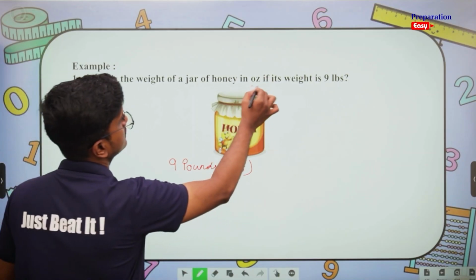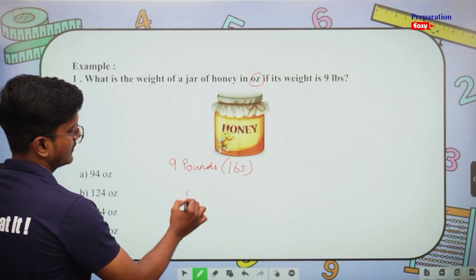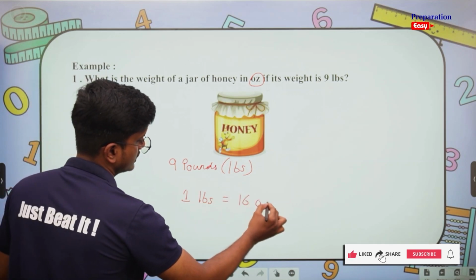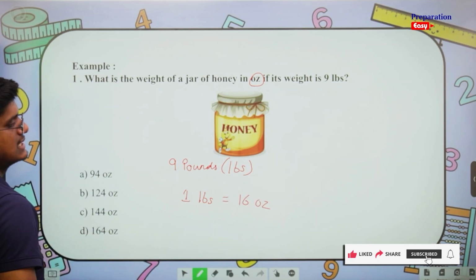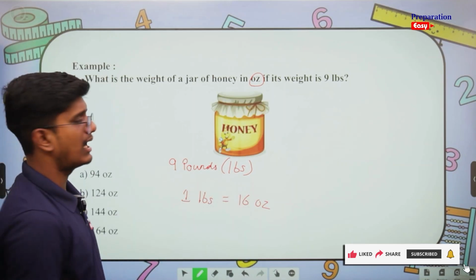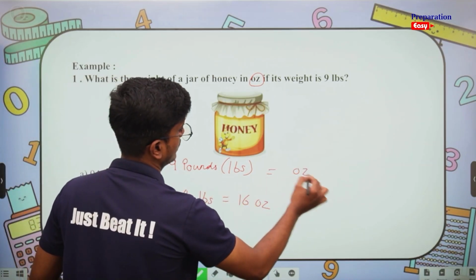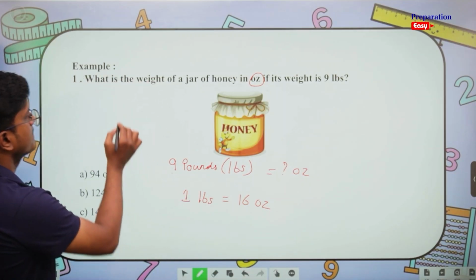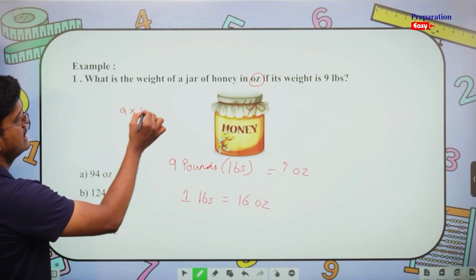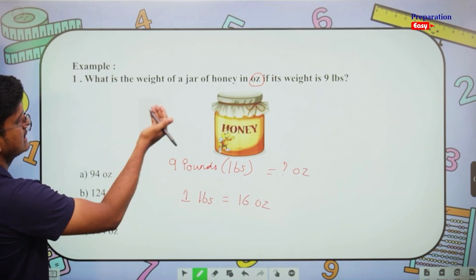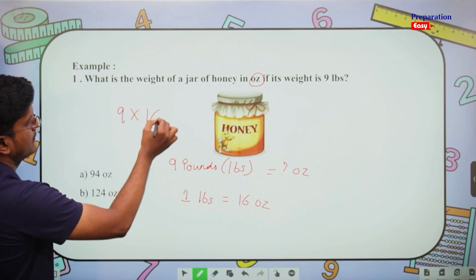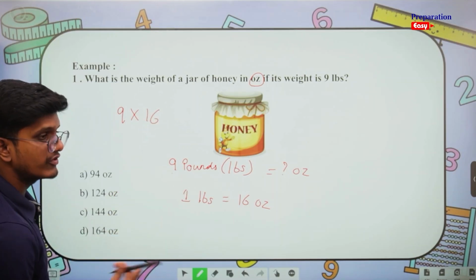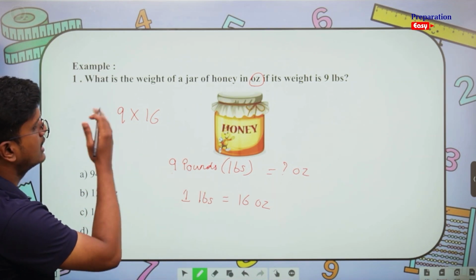OZ means ounces, right? So we know that 1 lb equals how many ounces? 16 oz. So we have to convert this 9 pounds into how many ounces, we don't know. So what we can do is multiply 9 by 16. Why 16 only? Because 1 pound is 16 ounces. So how much would be 9 pounds? 9 into 16.